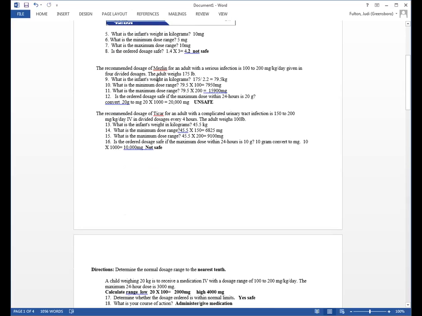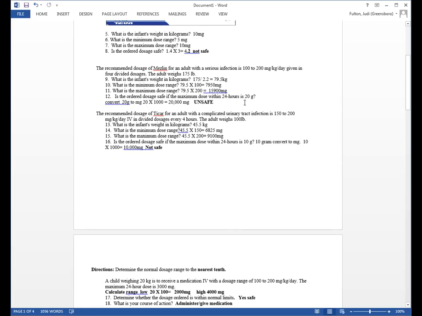Next one, same thing. Going to calculate what? The weight of the child or the adult. Same thing, divide the weight by 2.2. That gives us 79.5 kilograms. What is the minimum dose? The 79.5 times the low dose, which gives us 7,950. Then we do the high dose times 200. That gives us 15,900 milligrams. Is the order dose safe if the maximum dose within 24 hours is 20 grams?